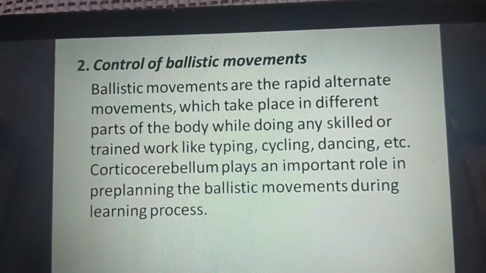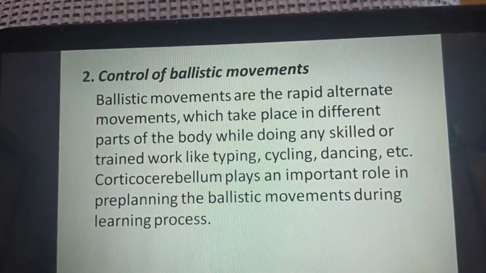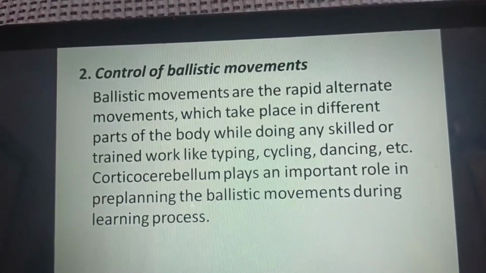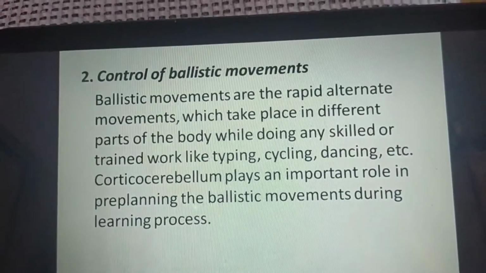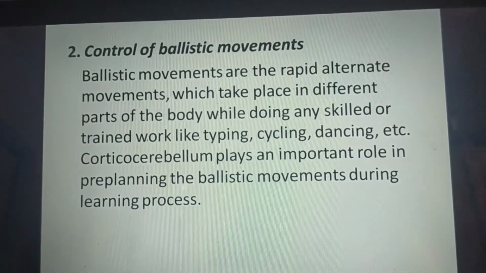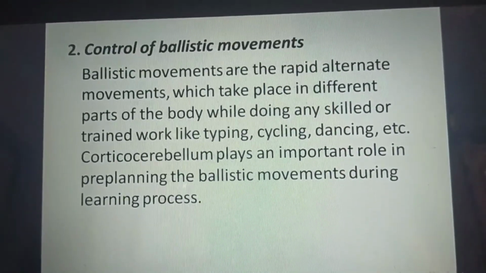Second is control of ballistic movements. Ballistic movements are the rapid alternate movements which take place in different parts of the body while doing any skilled or trained work like typing, cycling, dancing, etc. Corticocerebellum plays an important role in pre-planning the ballistic movements during the learning process.